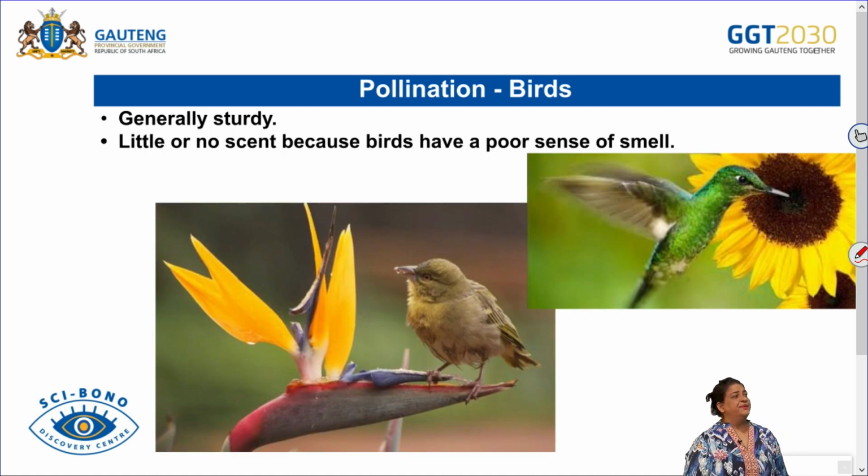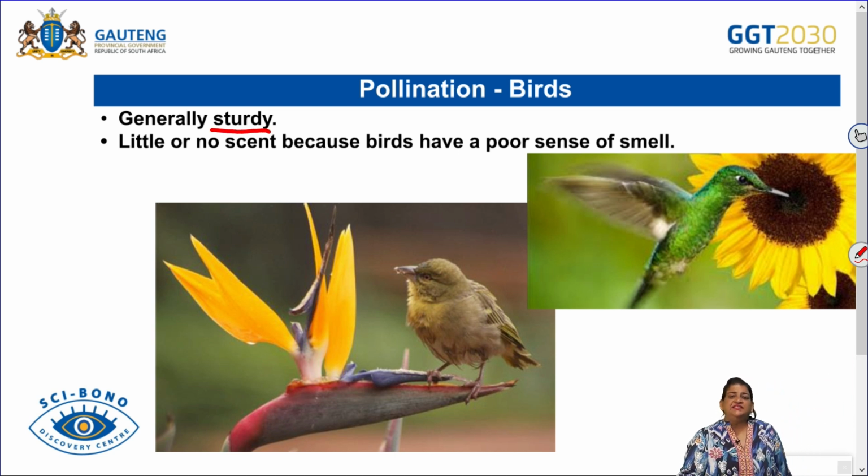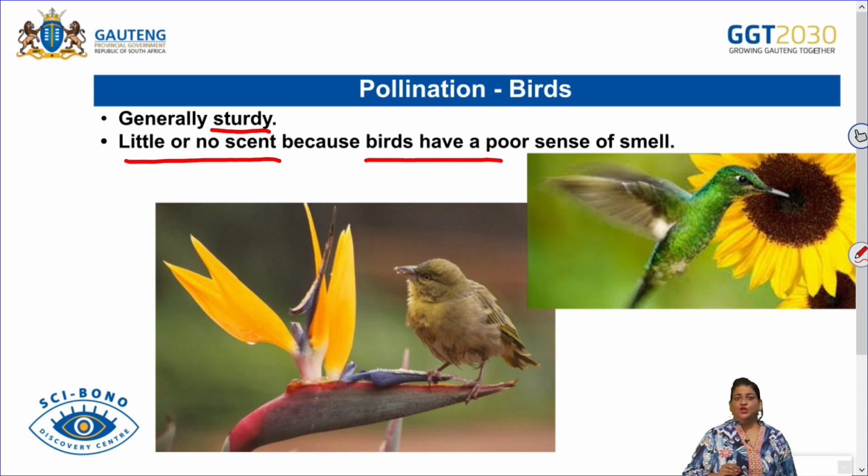Again, bird pollinated flowers are very sturdy. What's sturdy? It means they're firm. They're not flimsy or very thin where they can break off easily. Little or no scent, because birds have a poor sense of smell. So what attracts the birds is basically their color and the largeness of the flower, and that the stamens are hanging out of the flower. So they are very easy to be detected by the bird, because birds have a poor sense of smell but very good eyesight, like a hawk's eye.